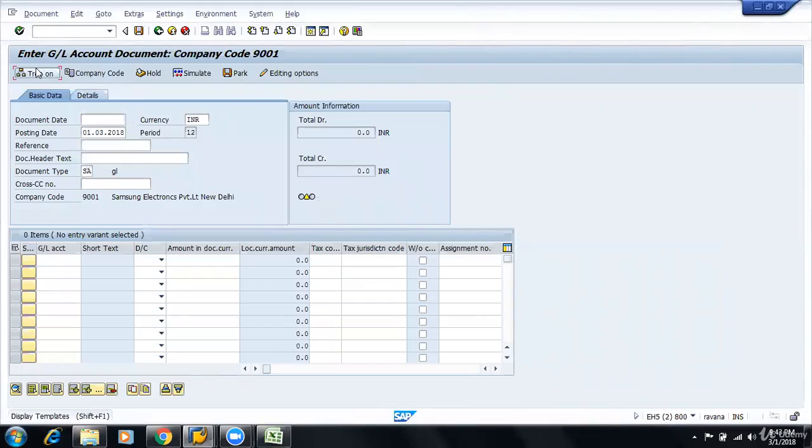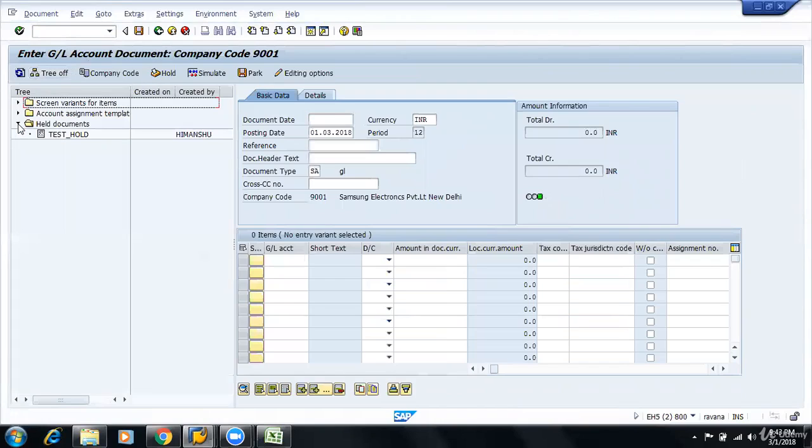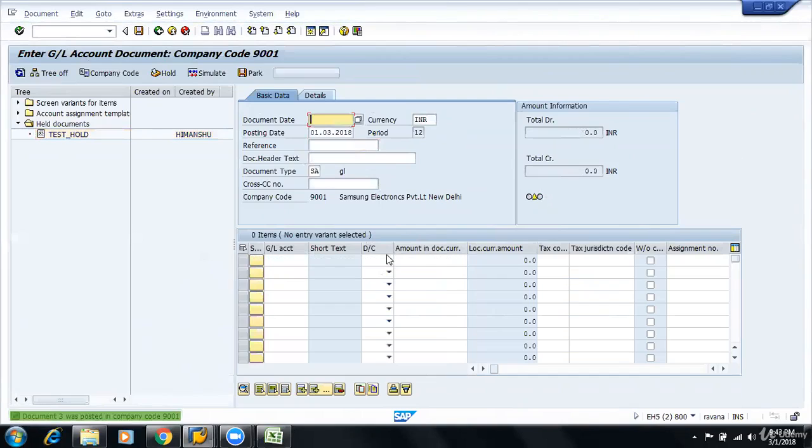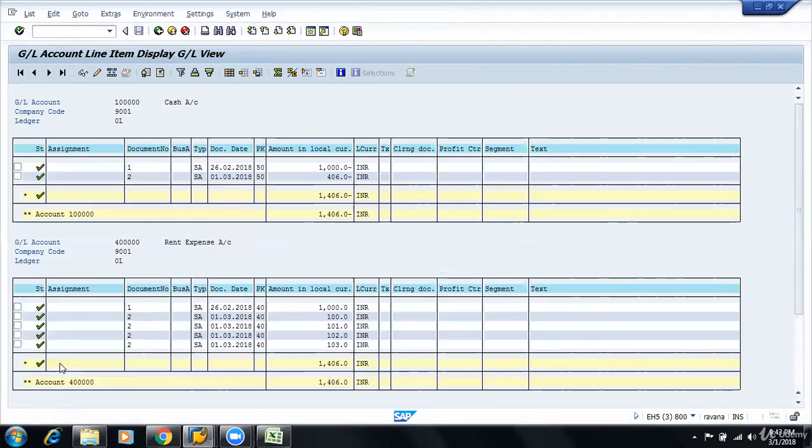The second way of doing that, tree on, expand the held documents. There you have hold. There it is. Now let me post the same document. Document number 3 was posted. Let me refresh this report FAGLS03.